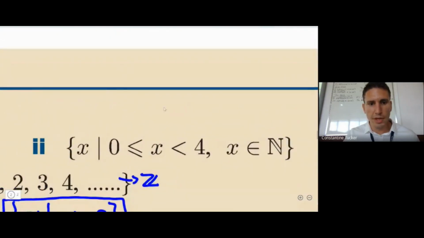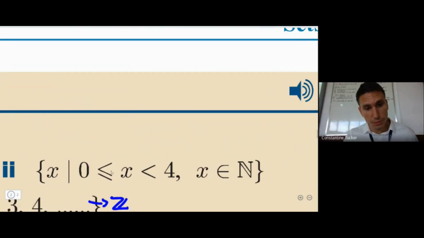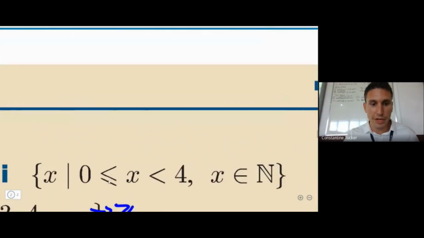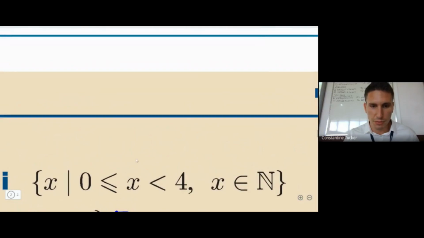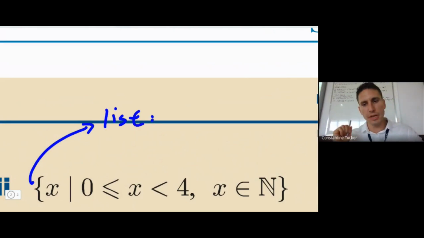This one is all the x's such that X is between 0 and 4. So I think here, this was a question where we had to list these, and I kind of missed it. It was from the previous part. We have to list the numbers here, list them. So let's come up with a list.